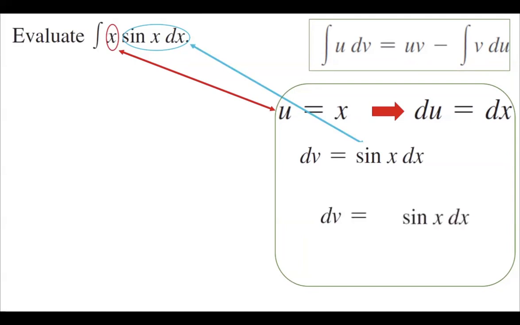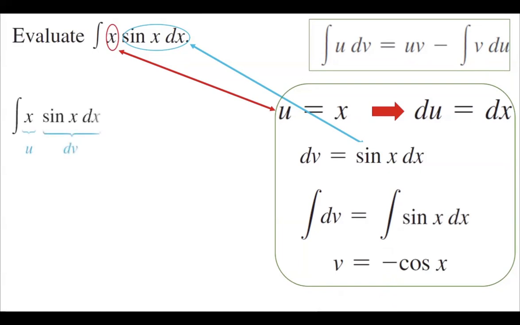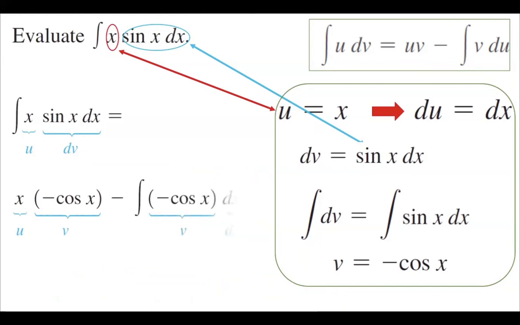dv, which is sine x dx. To calculate v, we're going to take the integral of both sides. You have v to be negative cosine x. Very well. So let me plug everything into the integration by parts formula. The integral of x sine x dx is uv, which is x times negative cosine x, minus the integral of v du, which is negative cosine x dx, which is super easy to calculate.